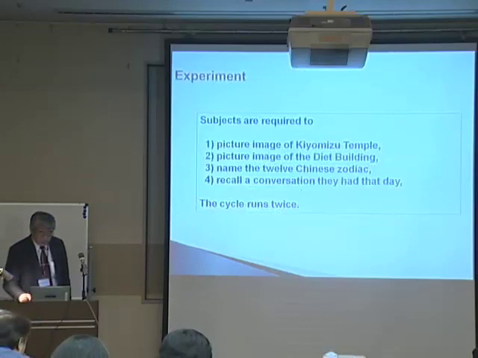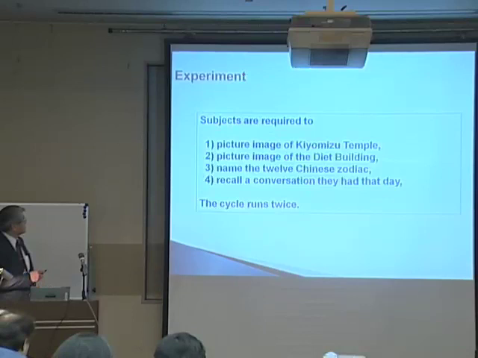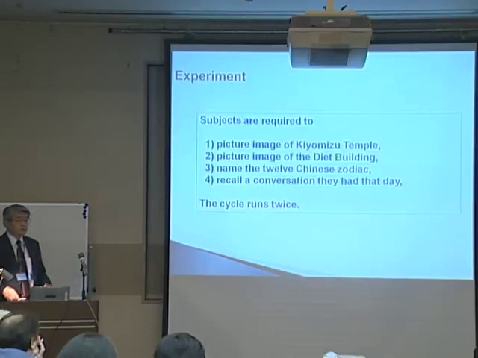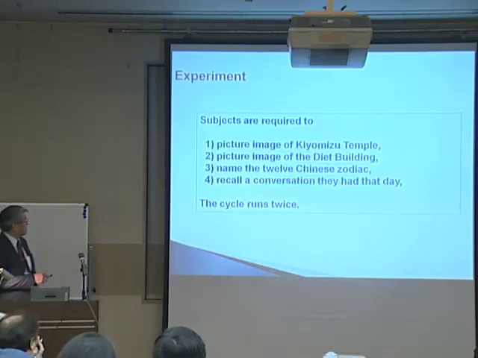And after the experiment, subjects recall an image of Kyoto's temple. The temple is a very common temple in Kyoto, Japan. And second, a picture image of the Diet building. This is also a common image in Japan. And third is the 12 Chinese zodiac.